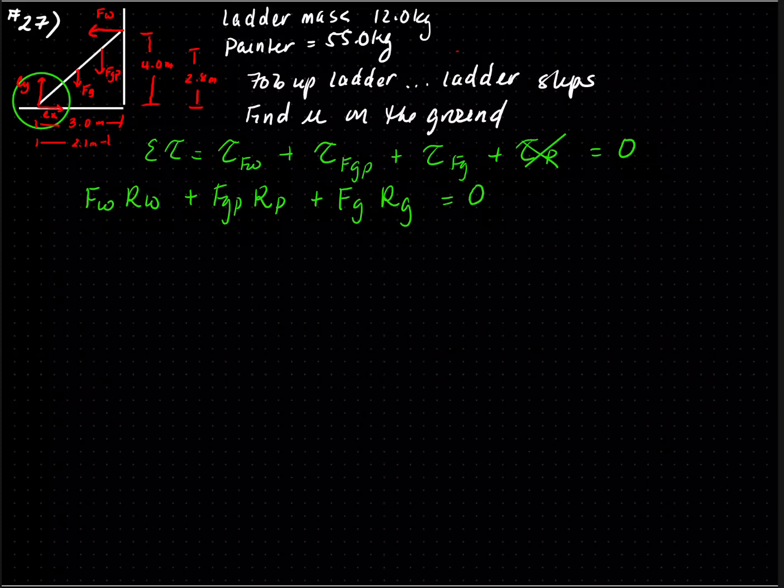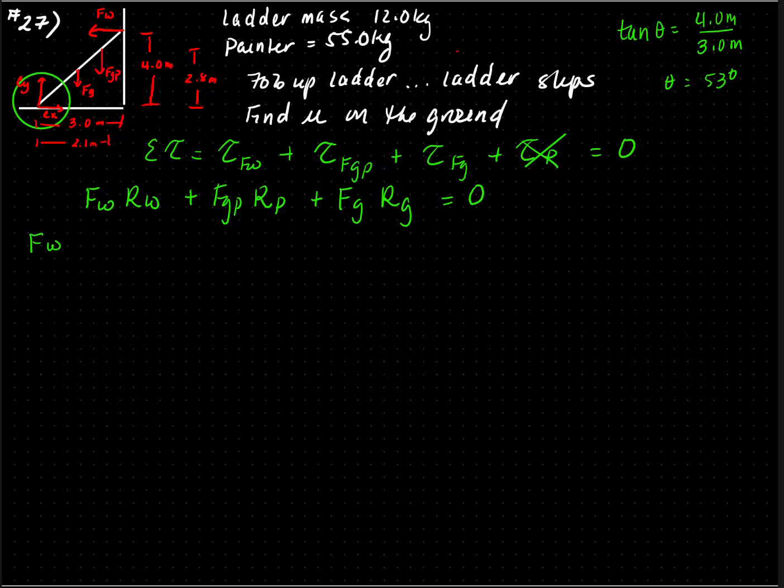So here, you could find the angle if you want, which is tangent theta. Opposite is 4 and adjacent is 3. If you solve for theta, you get 53 degrees. But in this problem, you don't really need theta because all the lengths are provided for you. So if I look at Fw, we do not know it, so we're going to be looking for that.